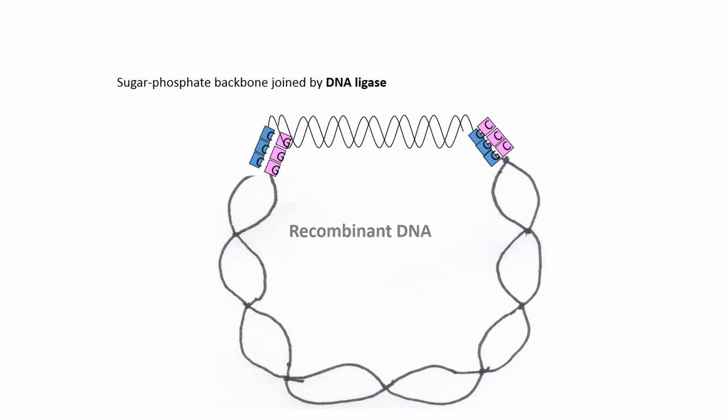What we've got now is we've stuck a gene from one organism into a plasmid, and this means that we have mixed up the DNA, recombined it, so we give this the phrase recombinant DNA.